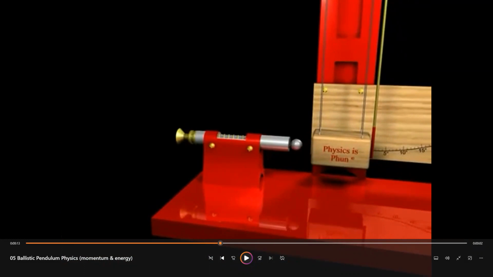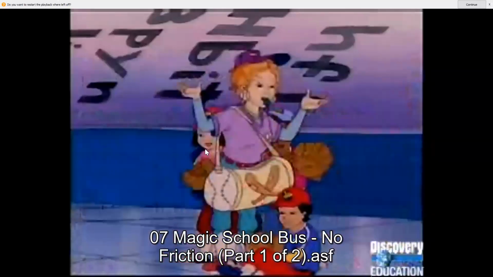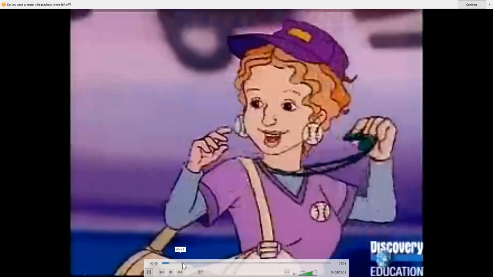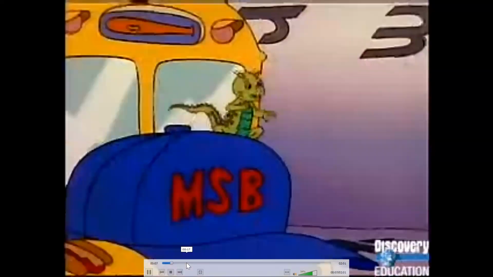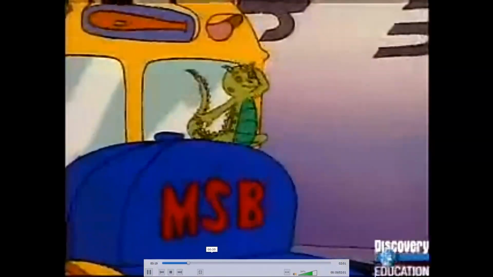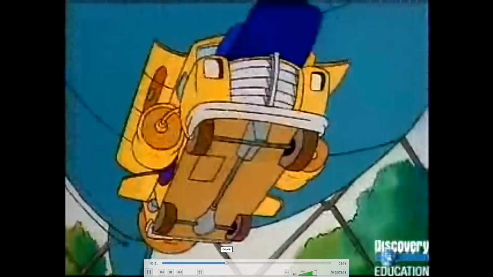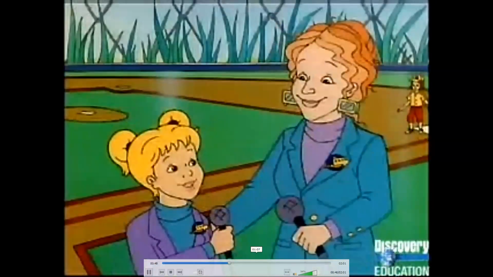Okay, and the last demo I got for you guys. Let's check out this Magic School Bus. So these kids go inside this textbook that has zero friction, a zero friction field. They're going to play a game of baseball on a zero friction field.